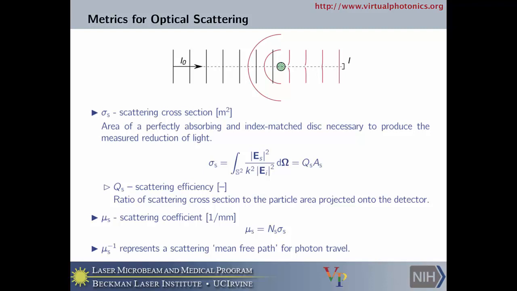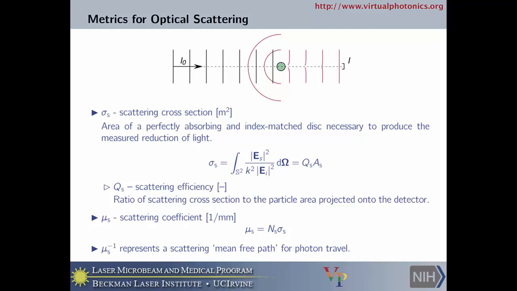If the size of the disk is exactly the size of the particle, then you have an efficiency of 1. It's as if that particle was an absorbing disk. But that efficiency can be less, it can be less effective. It can actually be more effective. Actually, the maximum scattering efficiency you can have is 2. And I can refer you to appropriate references to tell you how that comes about. I won't get into that here.